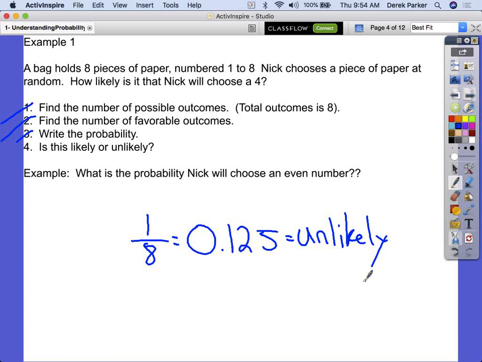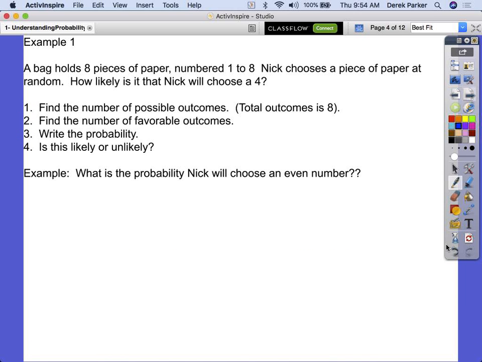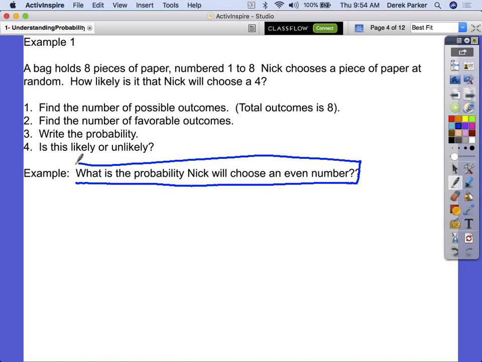Now, put this video on pause for a second, and I want you to do this example. What is the probability Nick will choose an even number? And think to yourself, how many even numbers are there on those pieces of paper? Go ahead, put it on pause and try.